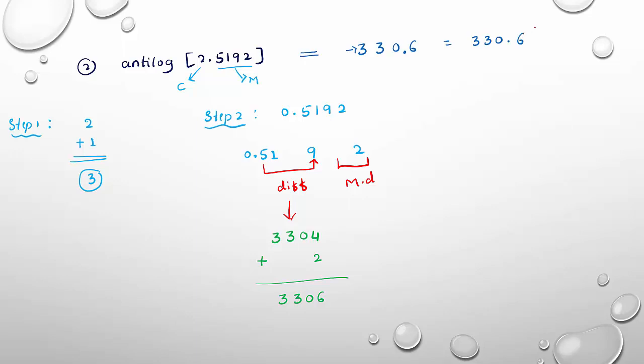330.6. So in this way we have to move the decimal point according to the characteristic value. So this is the final answer. Antilog of 2.5192 is equal to 330.6. Is it clear? Now try to solve yourself.